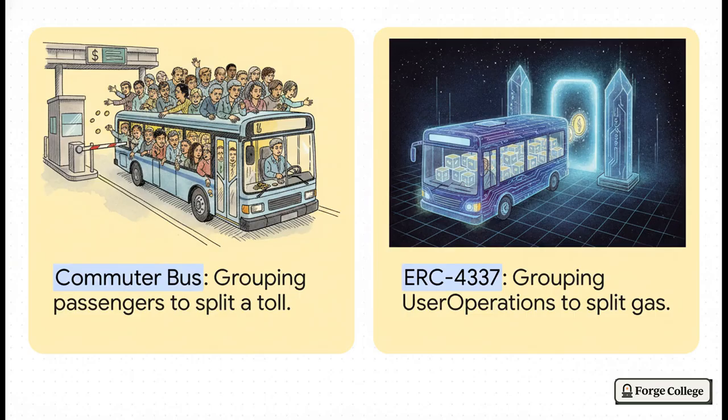Concept 2 is the exact Web3 equivalent of this, ERC-4337 batching. The bundler groups the user operations to split the EntryPoint gas overhead. Instead of 50 individual cars paying a $5 toll, one bus pays the toll once and everyone just chips in pennies. It's beautifully simple, but it is a real game changer for application design.